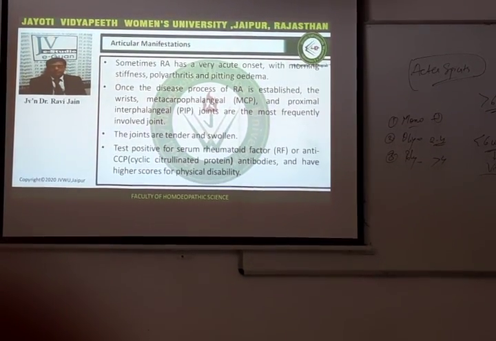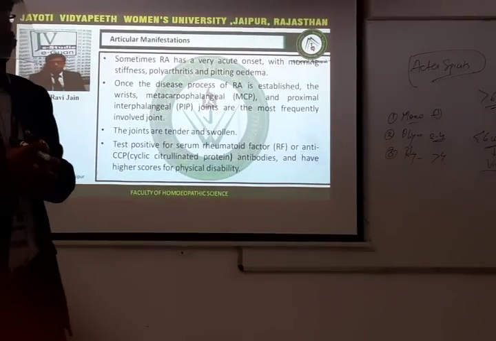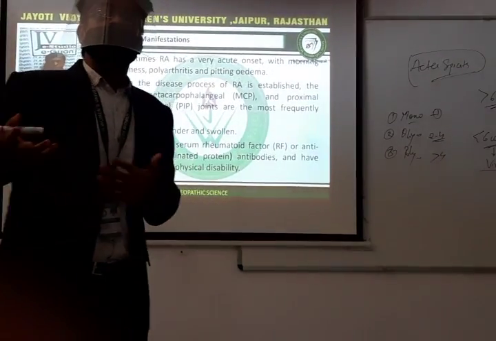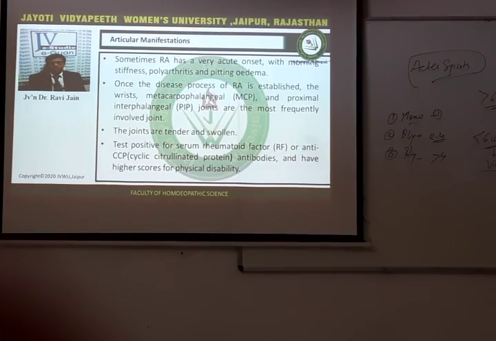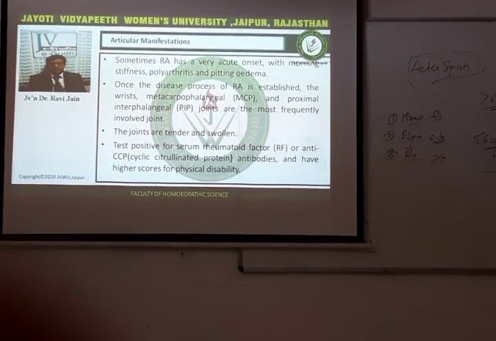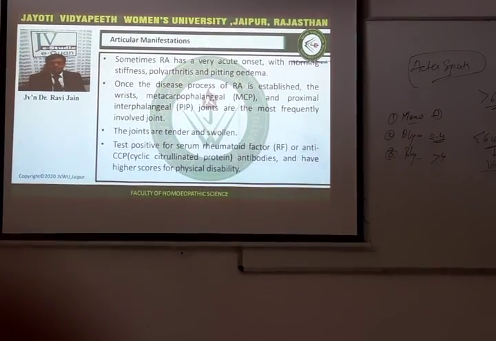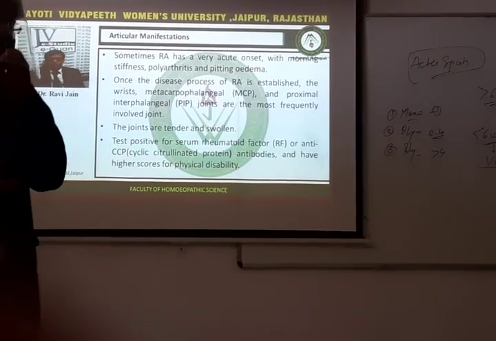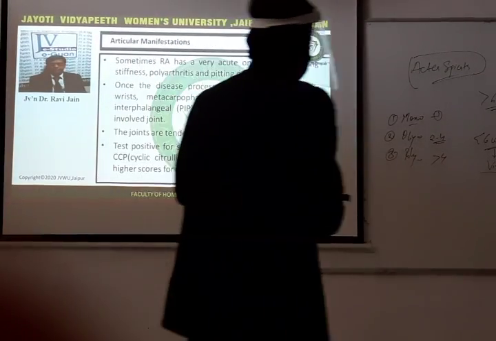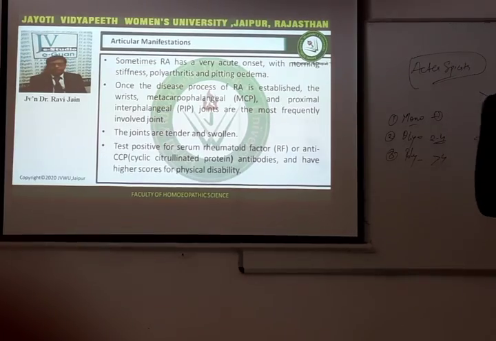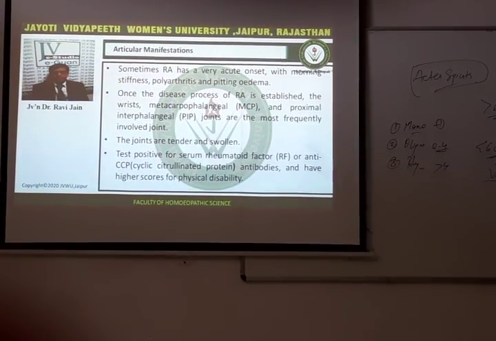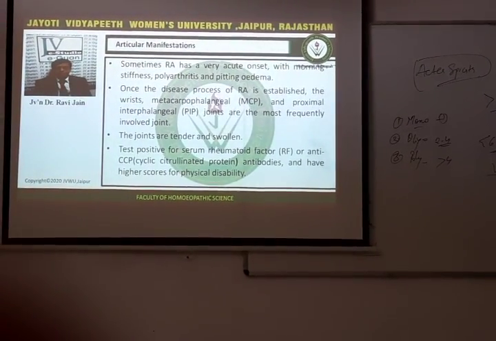Now, what are the articular manifestations? First of all, we are going to discuss articular manifestation. Then we will go to the extra-articular manifestation. Sometimes rheumatoid arthritis has very acute onset. Sometimes the symptoms come very acutely at a very rapid pace, with morning stiffness, polyarthritis, and pitting edema. Sometimes pitting edema is also present in the patient.